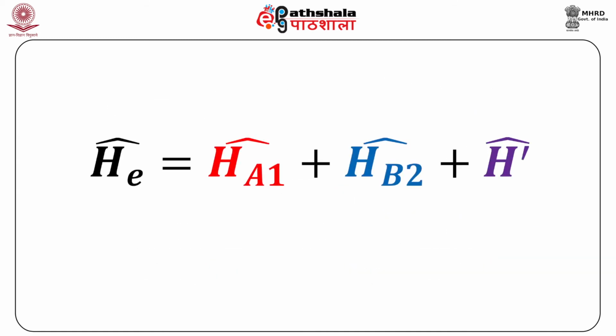And therefore, if you can see, this electronic Hamiltonian can be written as He cap equals Ha1. That means this takes electron 1 with nucleus A, that is, its kinetic energy term plus its attraction term. And then Hb2, that means electron 2 with the nucleus B. Again it takes its kinetic energy term and its attraction term to the nucleus B. And then the remaining terms are put in H prime cap. So this becomes our electronic Hamiltonian.